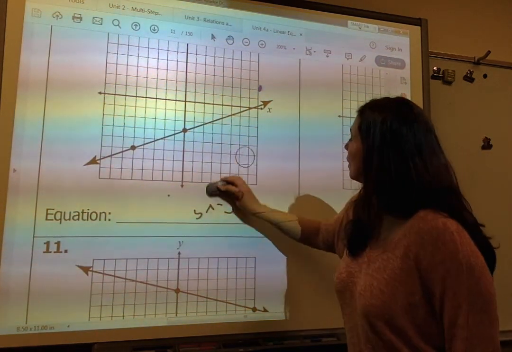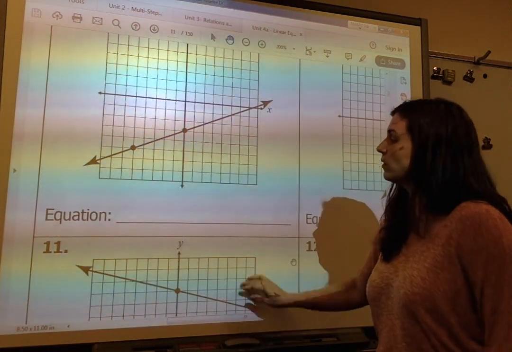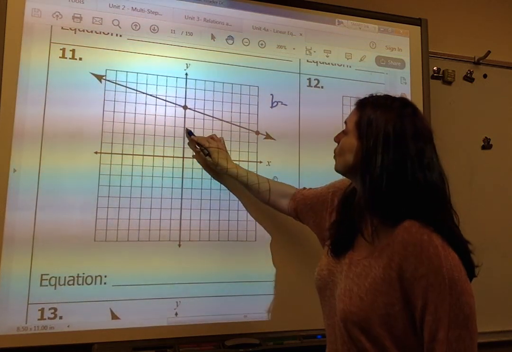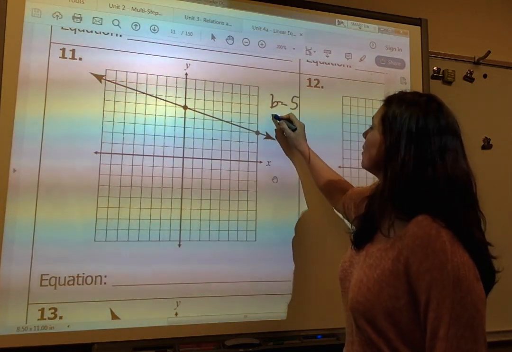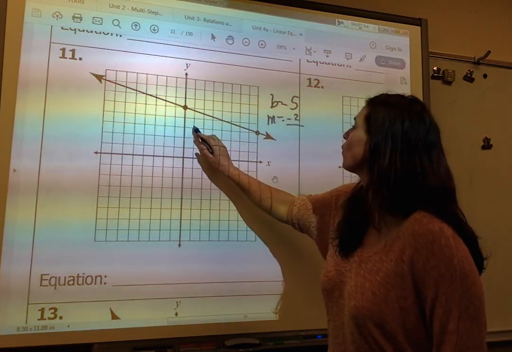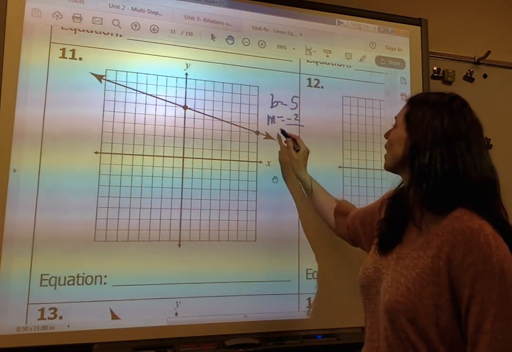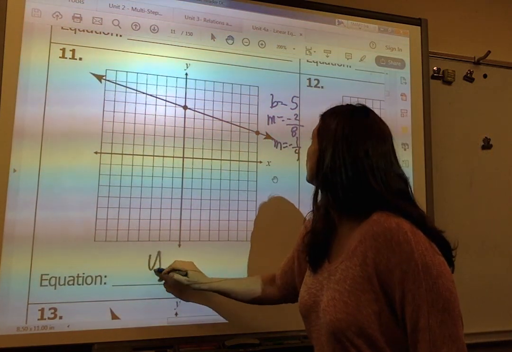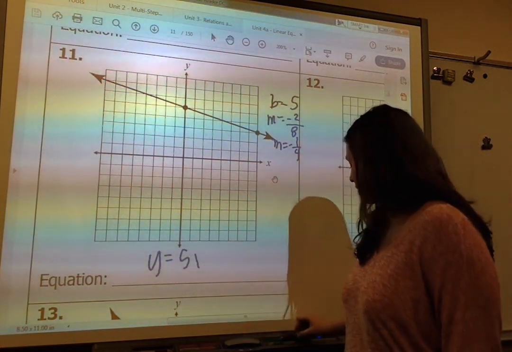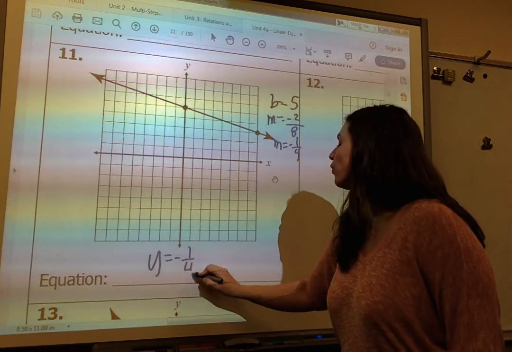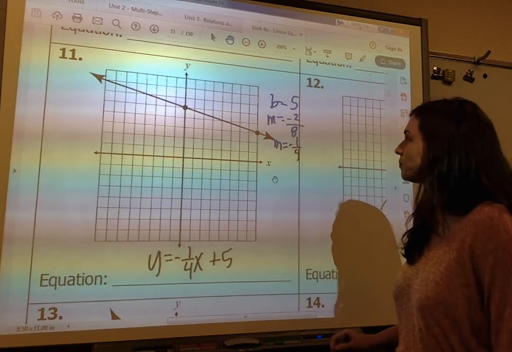I'm going to go over the odds. So let's just scroll up. My beginning point is 2, 3, 4, 5. And my slope is down 2 over 1, 2, 3, 4, 5, 6, 7, 8. But that's reduced to negative 1/4. So my equation is y equals 5. No, it's not. Y equals negative 1/4 x plus 5.